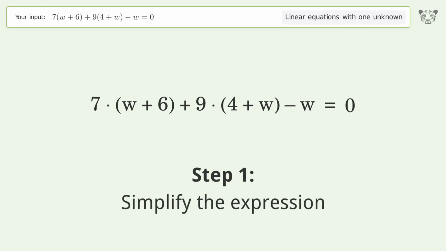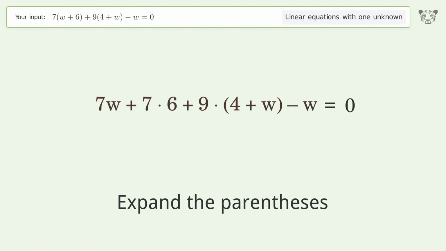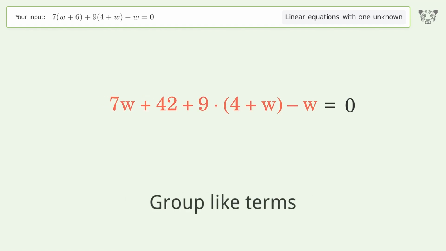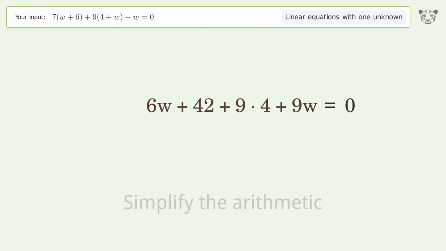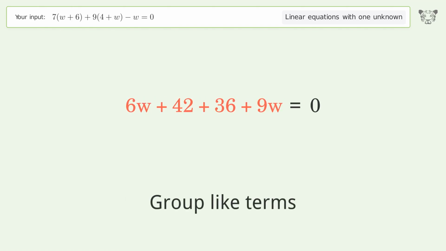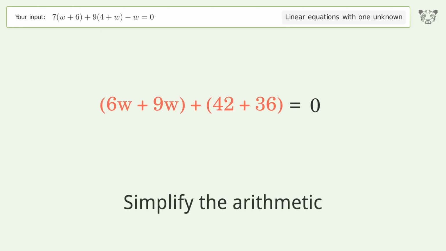Simplify the expression. Expand the parentheses. Simplify the arithmetic. Group like terms. Expand the parentheses. Simplify the arithmetic. Group like terms. Simplify the arithmetic.